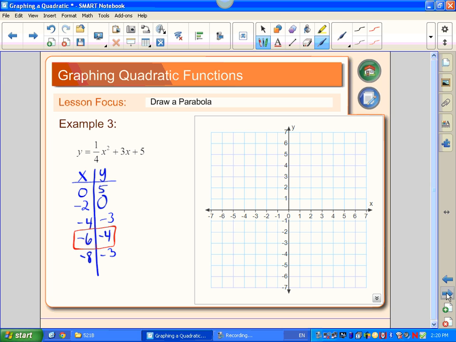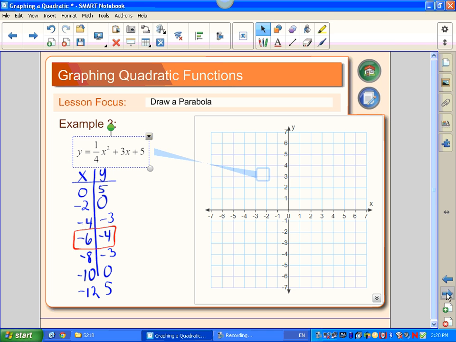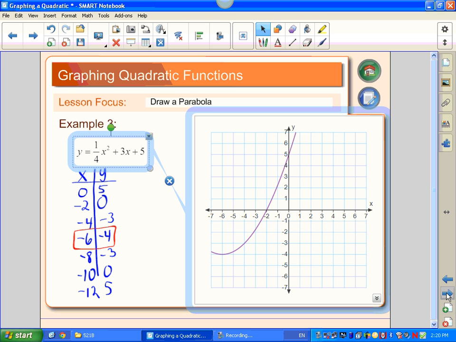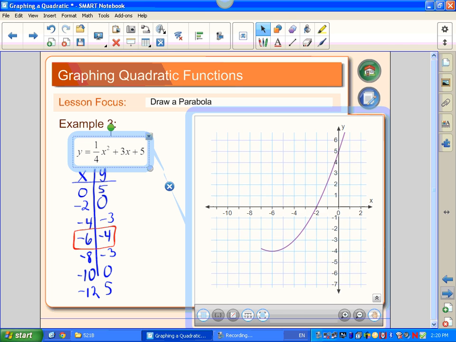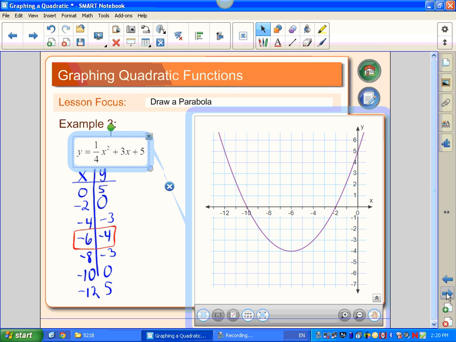And I know that -8 gives me a -3, then I know -10 is going to give me 0, and I know that -12 is going to give me 5. And we can plot that. I'm just going to use the graphing feature on my smartboard to graph it so you can see what it looks like. And I need to move it over. So we have a problem that looks like this.